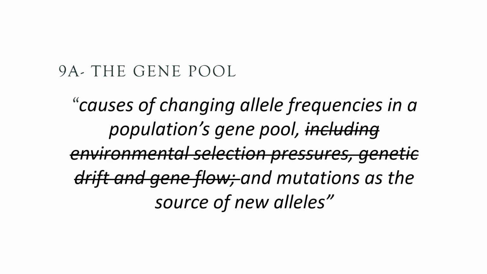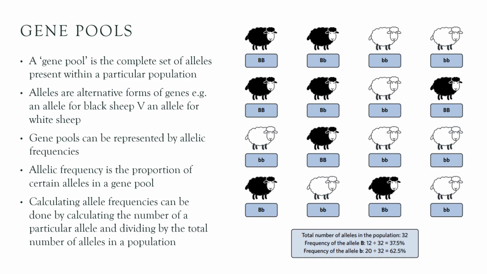So the dot point that we're going to be covering in this video is looking at how allele frequencies can change. And this is mostly due to mutations, and we're going to be going through the different kinds of mutations that can cause allele frequencies to change in a population. So what do I mean by an allele frequency?